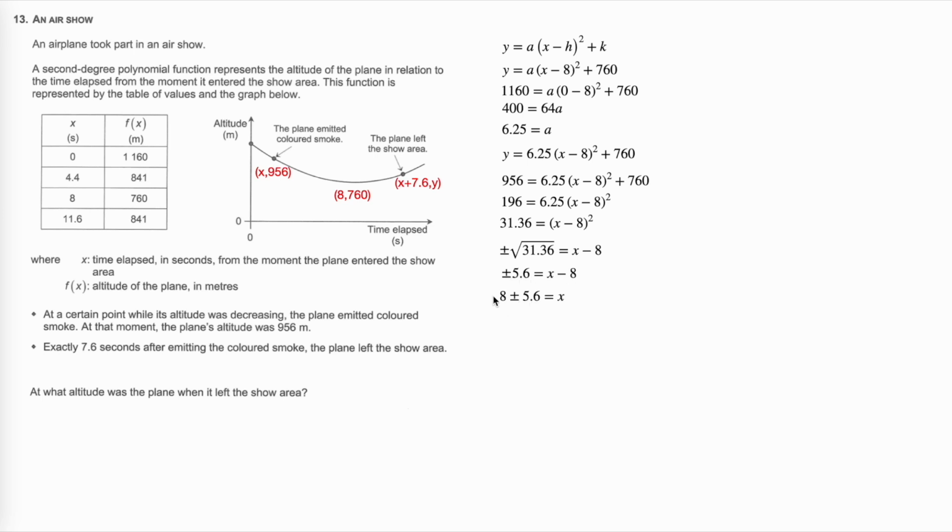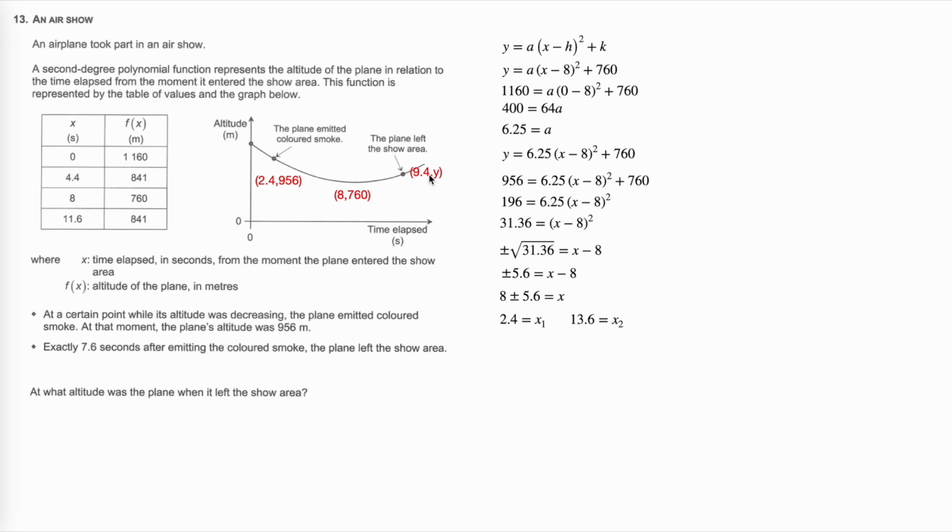Add 8 to both sides. 8 plus or minus 5.6. 8 take away 5.6 is 2.4. 8 plus 5.6 is 13.6, our x2. We're already here at 8, so 13.6 doesn't make sense. X1 is 2.4. If we add 7.6 to 2.4, that gives us 9.4 over here. We have 9.4 in x.